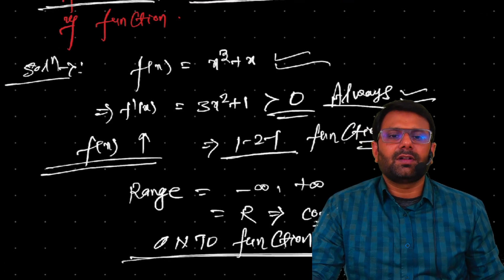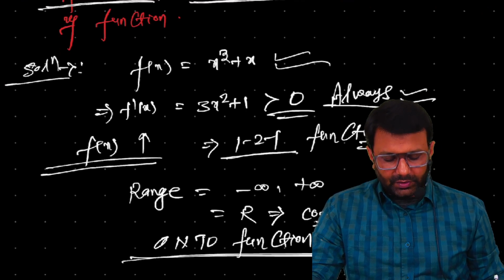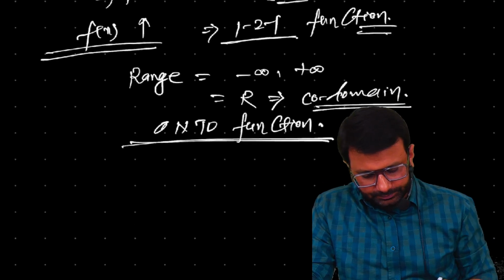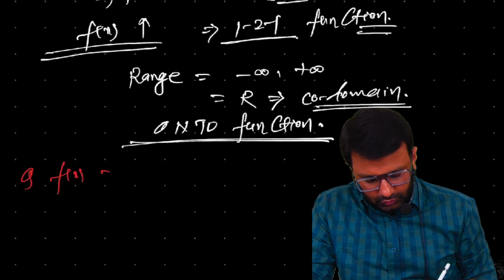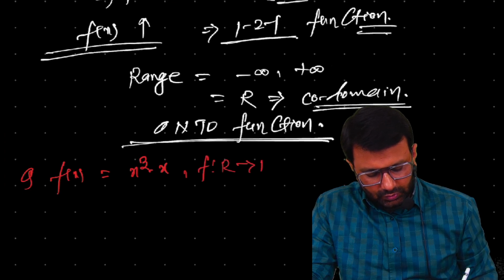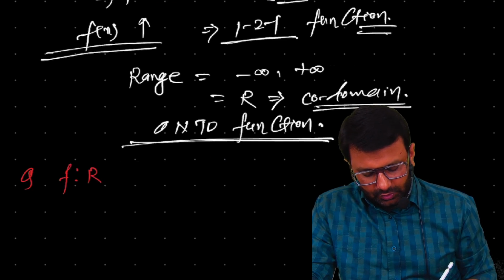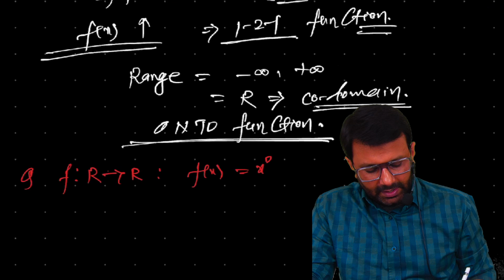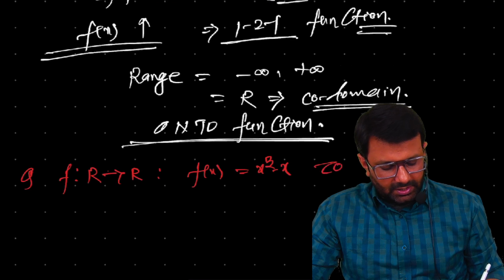I am not fast, no? Any problem anyone has? No problem. Okay, so this is an onto function. Next, I am taking one more question. Same question: again I am taking f(x) is equal to x cube minus x, and the function is defined from R to R. So the function is defined from R to R such that f(x) is equal to x cube minus x. Now comment on the kinds of function.